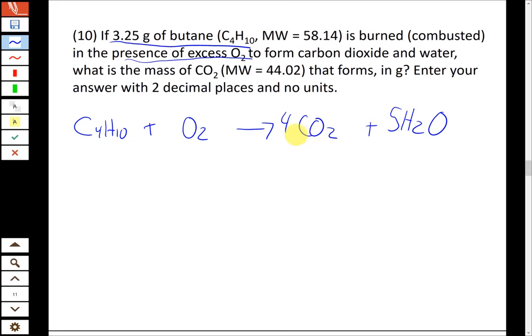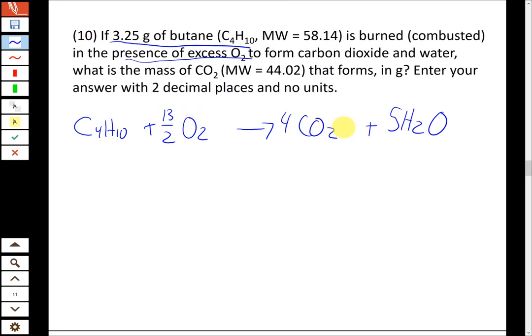Right now, on the right side of the equation, we have 4 times 2 is 8, plus 5 is 13 oxygens. And so we need 13 on the left. So if we have O2, we need 6.5, or 13 over 2, to have a total of 13 oxygens in the reaction. Okay, so 13 over 2 times 2 is 13, and that's the same as the number of oxygens on the right side.